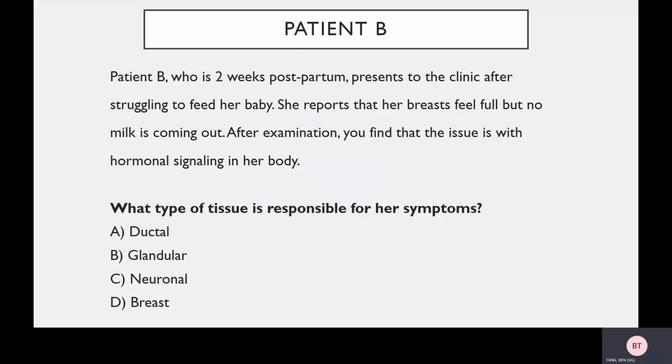So I've got to say, this question is probably something that you might not see in a clinic, right? It's kind of worded in a way to point you towards an answer, which is something I'm sure you'll find exam writers kind of love to do, right? Don't overcomplicate it. Just see what information they're giving you, and see what answer kind of fits best to it. So the question here is, what type of tissue is responsible for her symptoms? Is it ductal, glandular, neuronal, or breast?